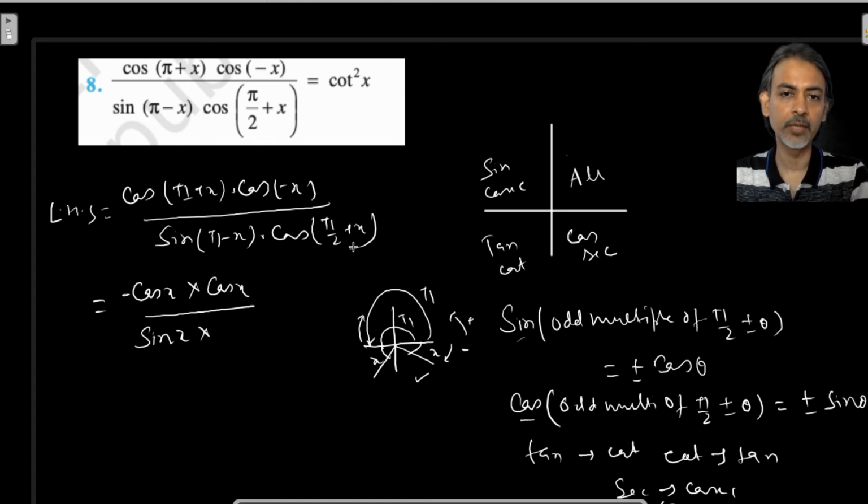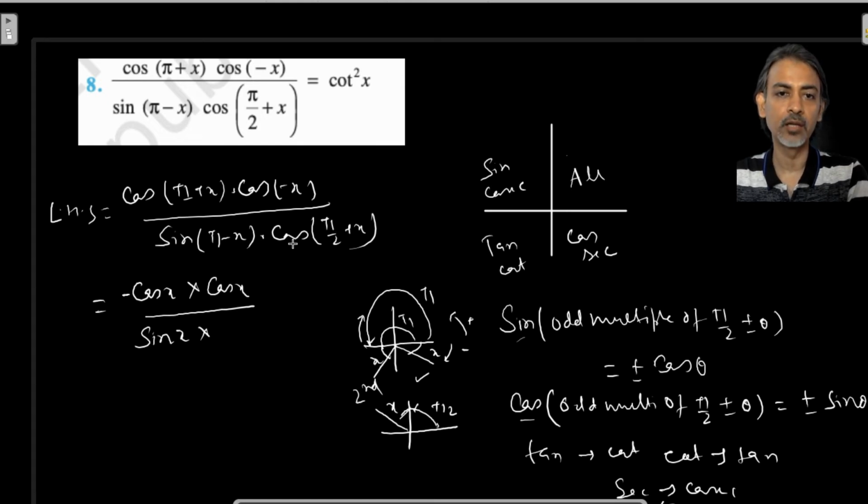Now look at cos of pi by 2 plus x. Where will cos of pi by 2 plus x lie? So this is going to be my pi by 2. This is going to be my x, right? So this is going to be in my second quadrant, and pi by 2 is an odd multiple of pi by 2, 1 into pi by 2. So cos will change to sine, so sine it will be, and then cos is actually negative in the second quadrant, so it will be minus of sin x. Alright, so this is what it is.